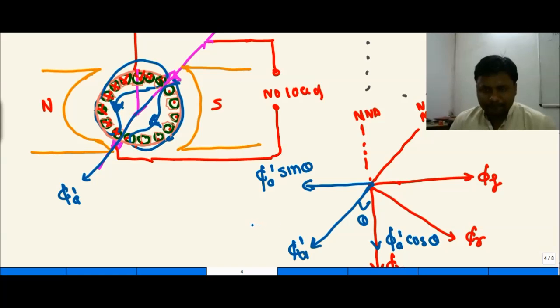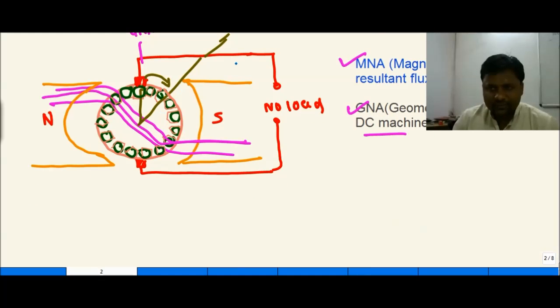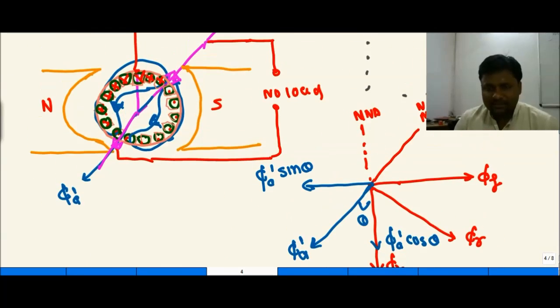So what we can understand in this fashion is, whenever the load is connected, armature flux comes into the picture. It may interact with the field flux. It may generate the resultant flux which can change the direction of the magnetic field like this. And we have to shift the MNA axis, and due to shifting of the MNA axis, the armature flux is going to be shifted, and it can be divided into two components. The first component is called phi A dash cos theta, and the second is called phi A dash sin theta. This is called basically a demagnetizing component. This is called basically the cross magnetizing component.